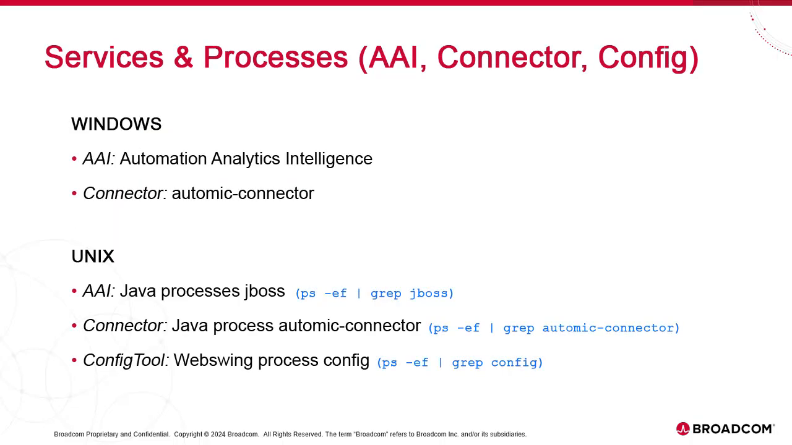Let's consider the Windows services and Unix processes. In Windows, things are simple. There are two services which are created at installation for AAI and the connector on their respective systems. They can be set to automatic, which auto-starts both components at boot. The config tool does not have a service. In Unix, we have three process groups, JBoss, Atomic-Connector, and Config, for AAI, the connector framework, and the config tool respectively. The process associated with the config tool is the web swing process. We'll come back to this.